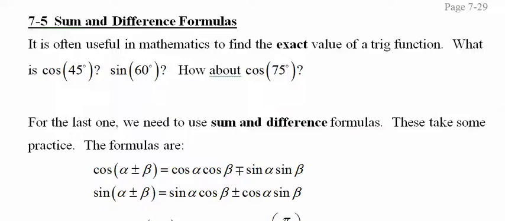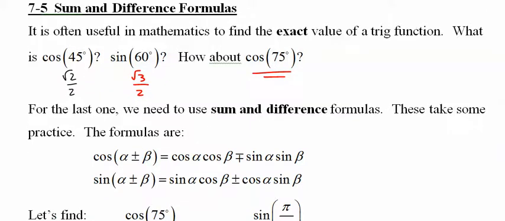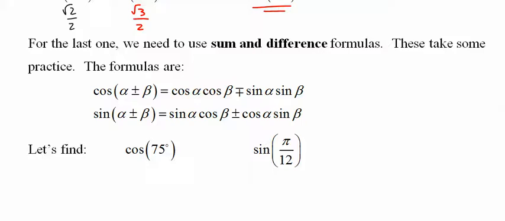Once again, in trigonometry, we'd like to get a little bit more exact. We can do cosine of 45, and we can do sine of 60. How about cosine of 75? And you might say, well, it's not on the unit circle. And okay, it's not on the unit circle, but you know what? We got some really cool formulas.